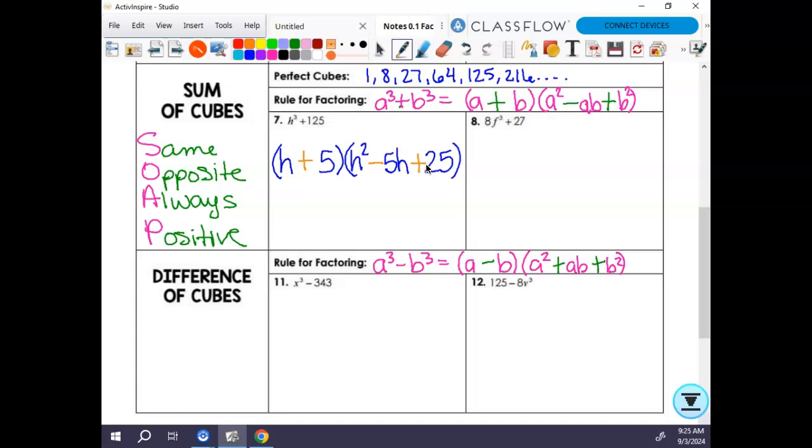All right. Let's look at 8. I'm going to have a binomial and a trinomial. What is the cube root of 8f cubed? 2f, right? So this is 2f. Cube root of 27? 3. Okay? See if you can fill in that trinomial. You don't have to do the signs yet, but do the other stuff.